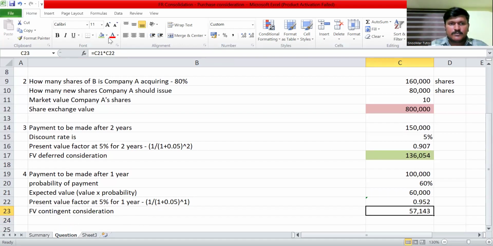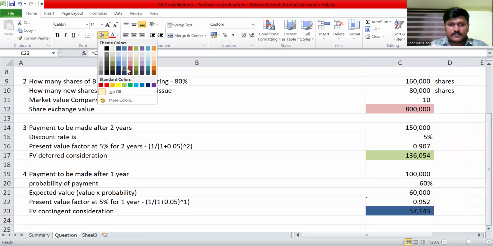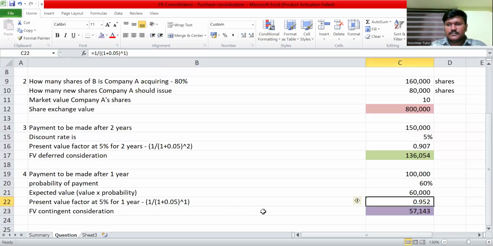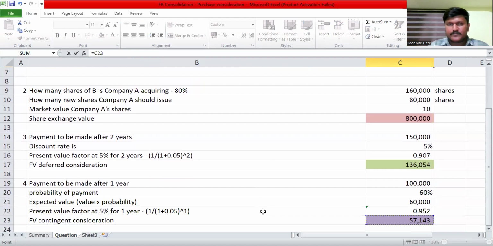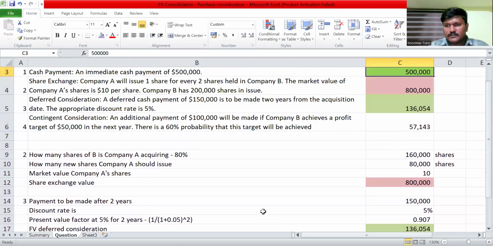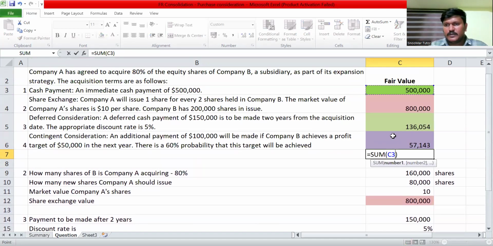57,143 is your fair value of contingent consideration over here. So this is your value. Now this 57,143, I am going to take it to here as well. Okay, so 57,143 is taken. So what is your total value of purchase consideration? Just add up all the four factors over here.